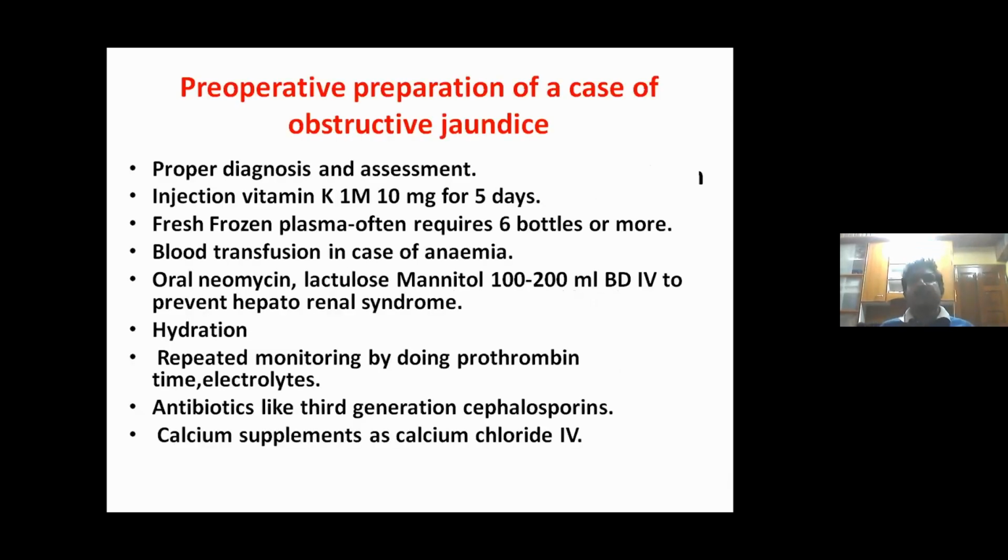Now coming to the last topic of today's session, preoperative preparation of a case of obstructive jaundice. Proper diagnosis and assessment, injection of vitamin K, IM 10 mg for 5 days, fresh frozen plasma, often requiring 6 bottles or more, blood transfusion in case of anemia, oral neomycin, lactulose, mannitol 100 to 200 ml BD IV to prevent hepatorenal syndrome, hydration, repeated monitoring by doing prothrombin time, electrolytes, antibiotics like third generation cephalosporins, and calcium supplements such as calcium chloride.